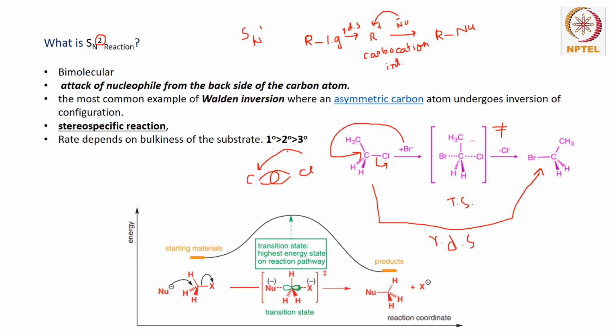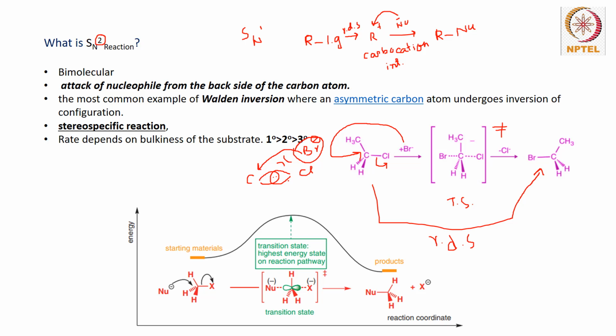When the nucleophile is coming, here it is Br minus. So if it is negatively charged, it also carries some electron density. It is a ball of electrons. So here there is already electron density, and when it tries to come from the front side, there will be a huge repulsion. So it will hinder the attack of the nucleophile. That's why the nucleophile prefers to come from the back side.